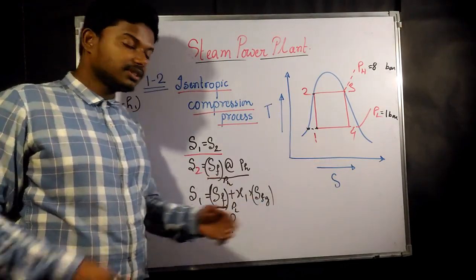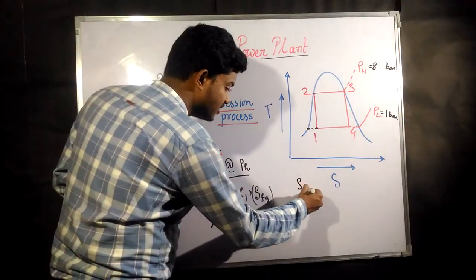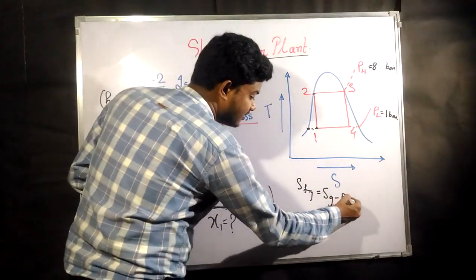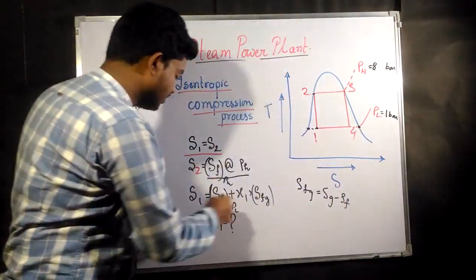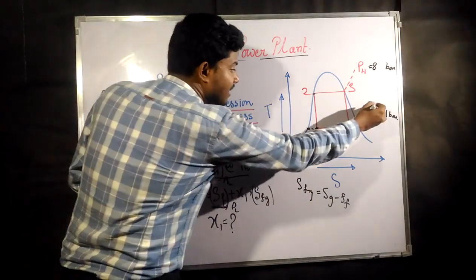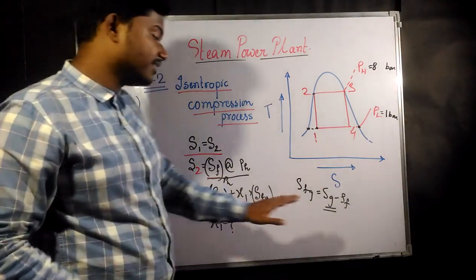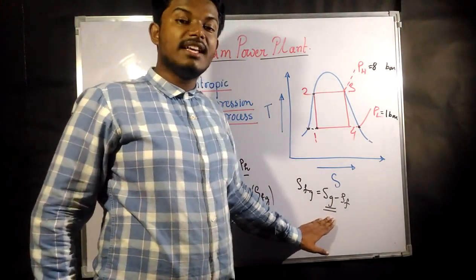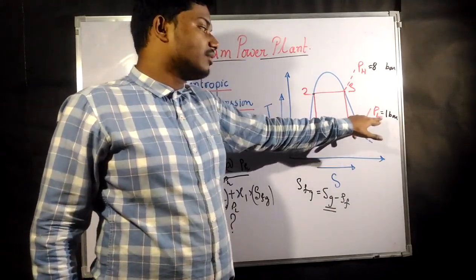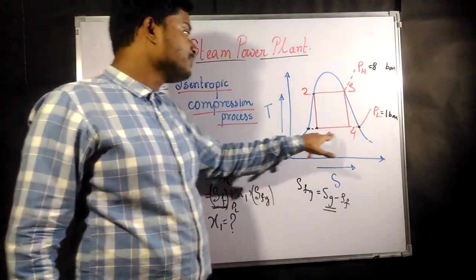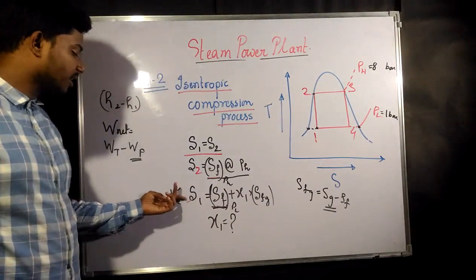Sfg means what? Sfg is nothing but the difference of Sg and Sf, that is Sg minus Sf. Sg is nothing but the entropy at the gaseous line at lower pressure. You can directly find this from the steam table. Go to the saturated zone, and in that you will find the pressure 1 bar. Then you are going to find Sg and Sf at this pressure.